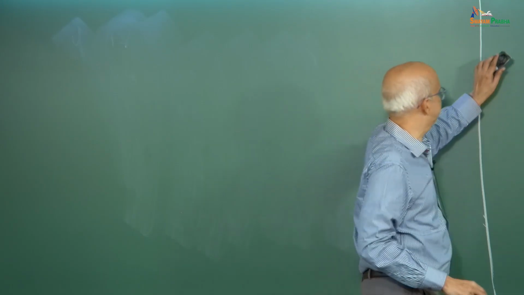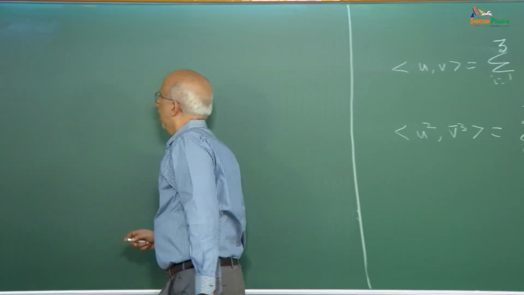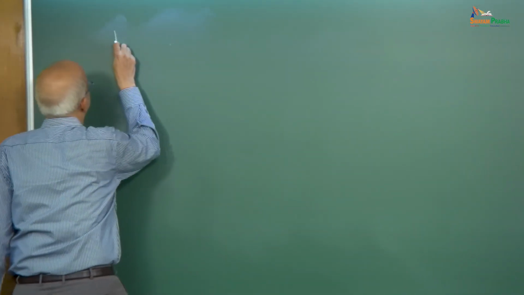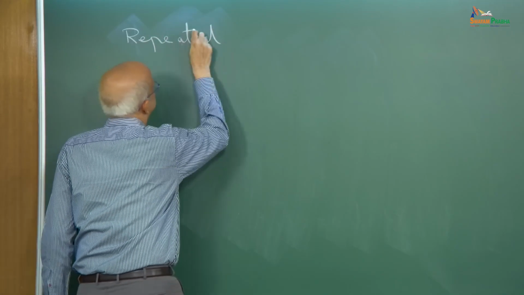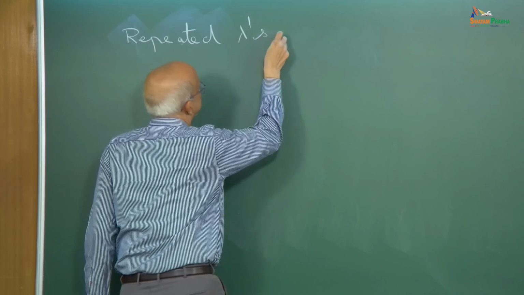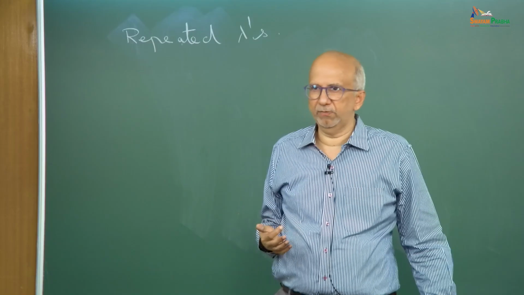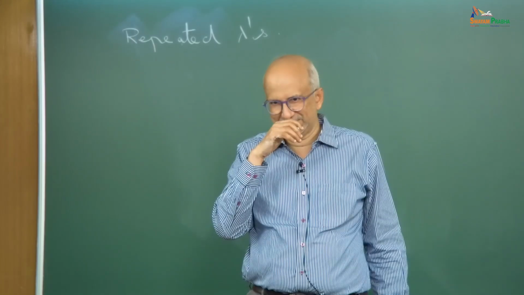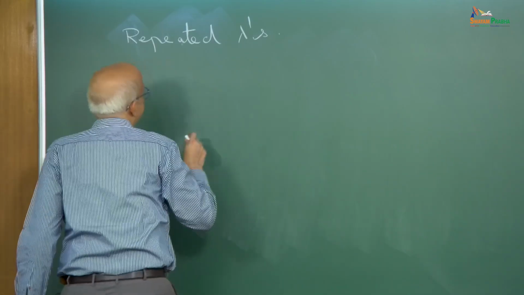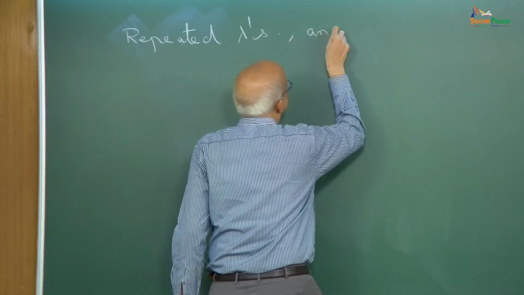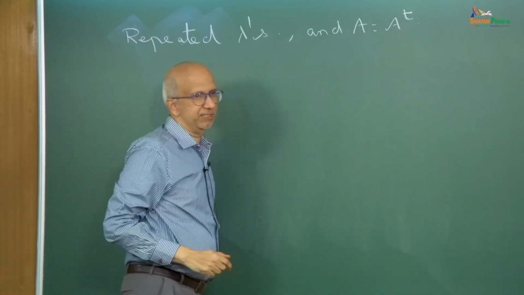Now I think the other question was, I think there is nothing wrong with what I have done just now. So now the question is, I have repeated eigenvalues. Okay, so let us say a particular eigenvalue, and we are talking about the case where A is equal to A transpose, so a self-adjoint system.